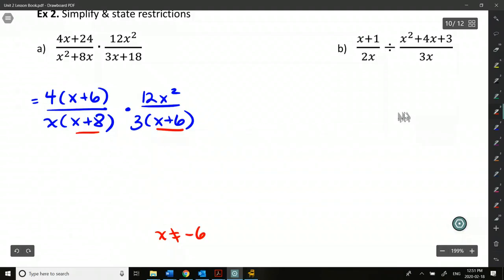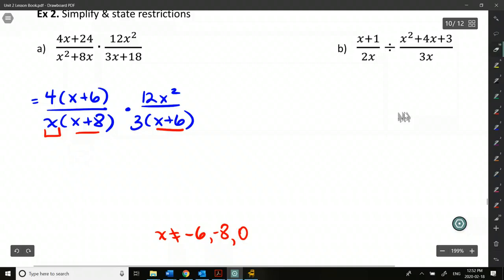X cannot be -6 or -8. What if it's just like a single x out here? What causes x times something to equal 0? 0. So x also cannot be 0. So whenever you see an x that's being multiplied in front of a bracket like that, if I were to sub in 0 here, we get 0 times 0 plus 8. That's 0 times 8. That makes the whole denominator 0, right? So we don't want that to equal 0.